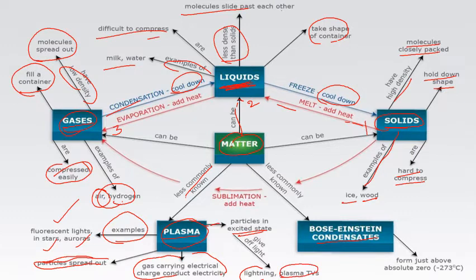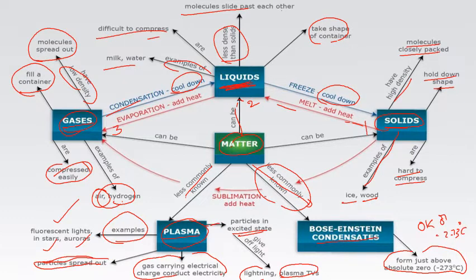Okay, the next state of matter is called the Bose-Einstein condensate state. This is also very less commonly known. We can observe this state just above absolute zero, meaning 0 Kelvin or minus 273 degrees Celsius.